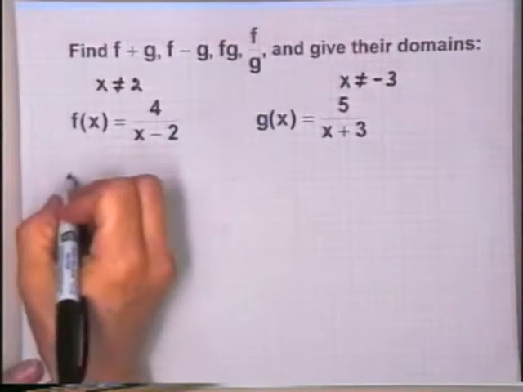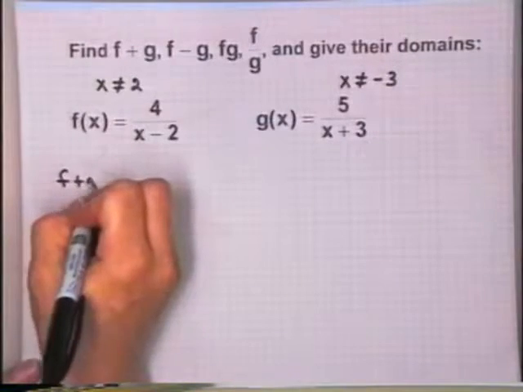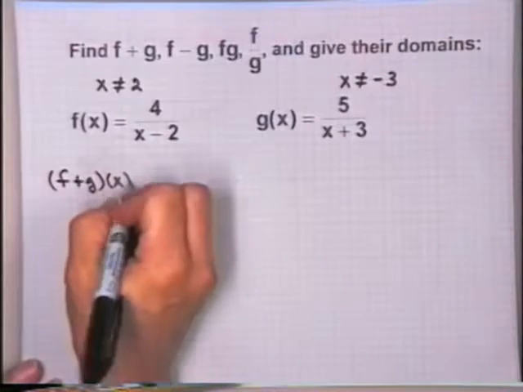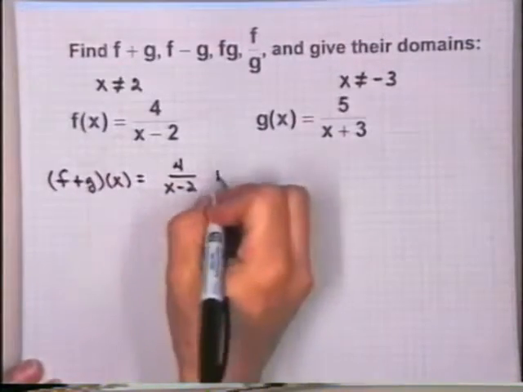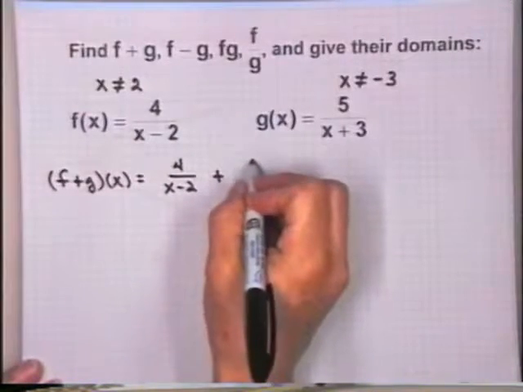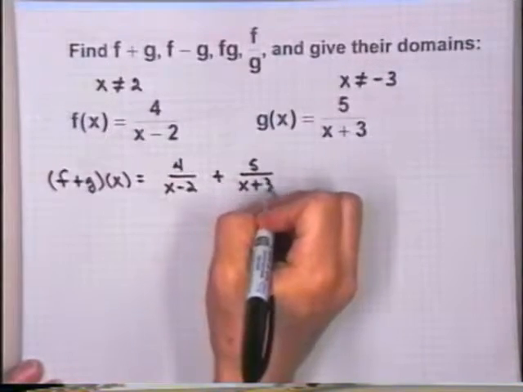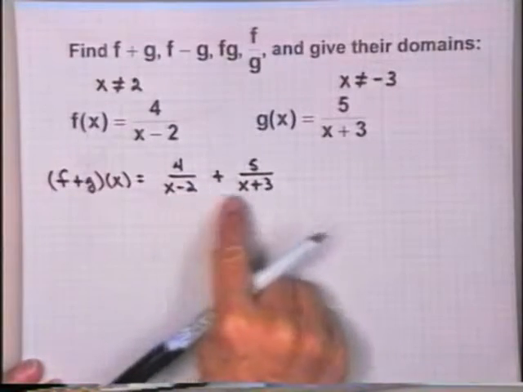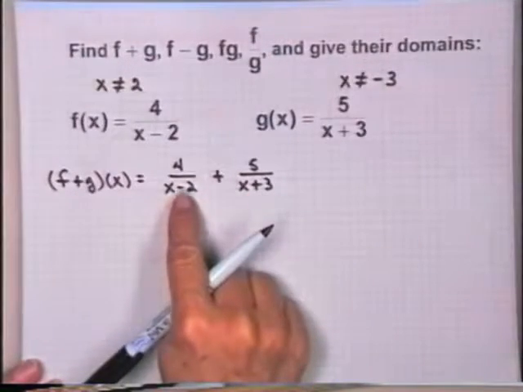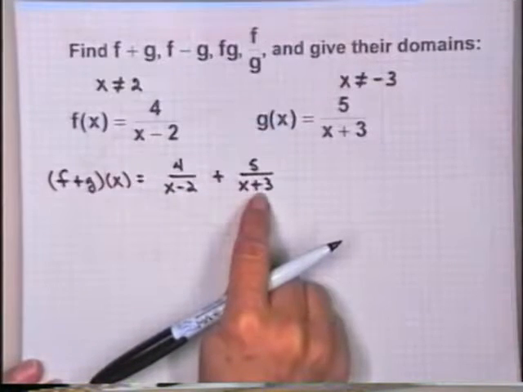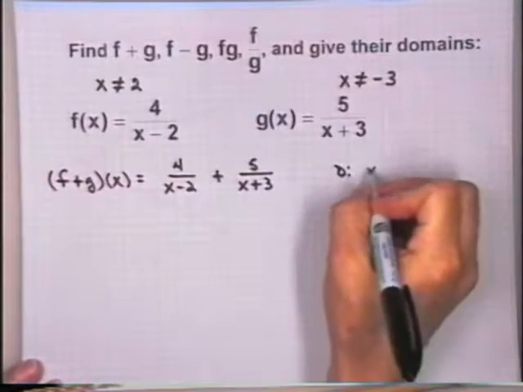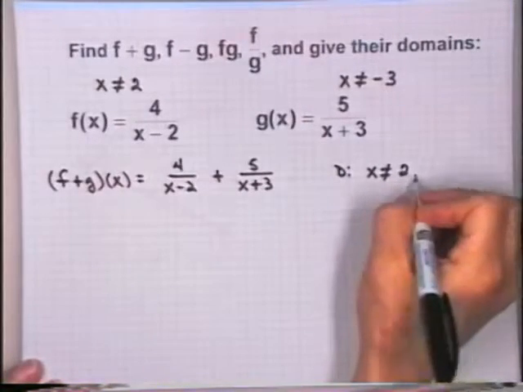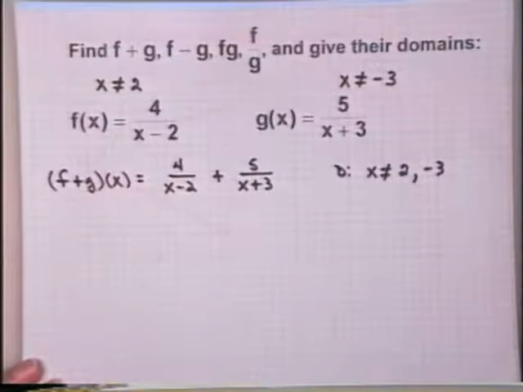Now, when we start our operations, and we're going to do f plus g of x first, we take function f, 4 over x minus 2. We're going to add function g, which is 5 over x plus 3. Now, I think you can see immediately right here, not only can x not be 2, but it also cannot be what? Negative 3. So I'm going to go ahead and make a note on our domain. X cannot equal 2 or negative 3. All other numbers would be common to the domain, wouldn't they?